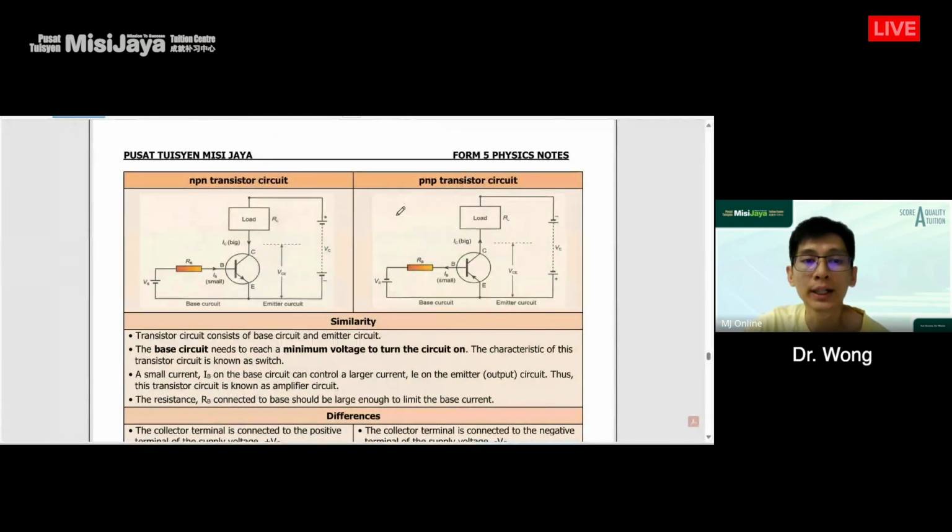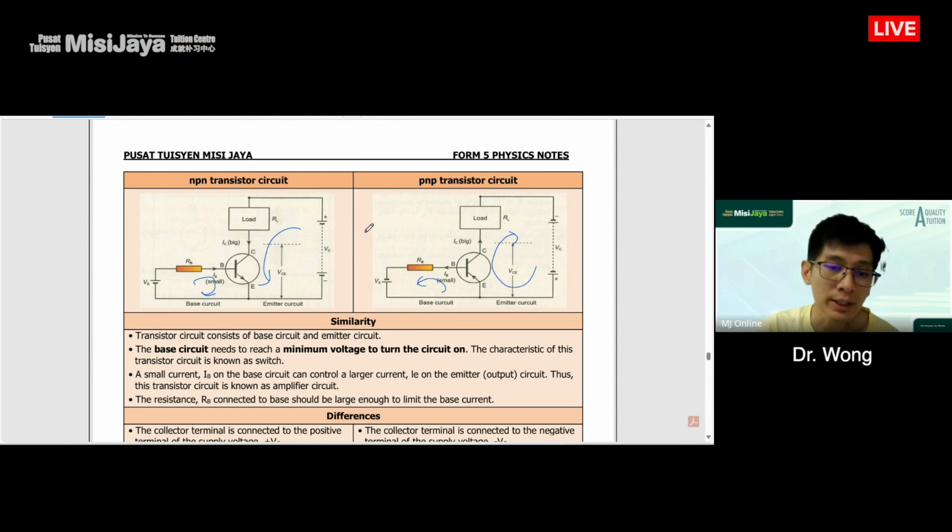So you can see this is the NPN transistor circuit and this is the PNP, and these two diagrams try to compare with each other. So what's the difference? As the teacher said, the battery direction is different and the current direction is different. So therefore this one is going in this way, and this one is going this way. This is going in this way, and this is going in this way. But it is the same concept.